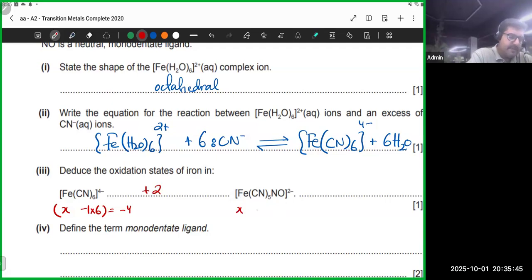Same thing over here. It's going to be x. CN is -1 times 5. NO has no charge. The total charge is -2. So if you solve this, it's going to come out to be +3.